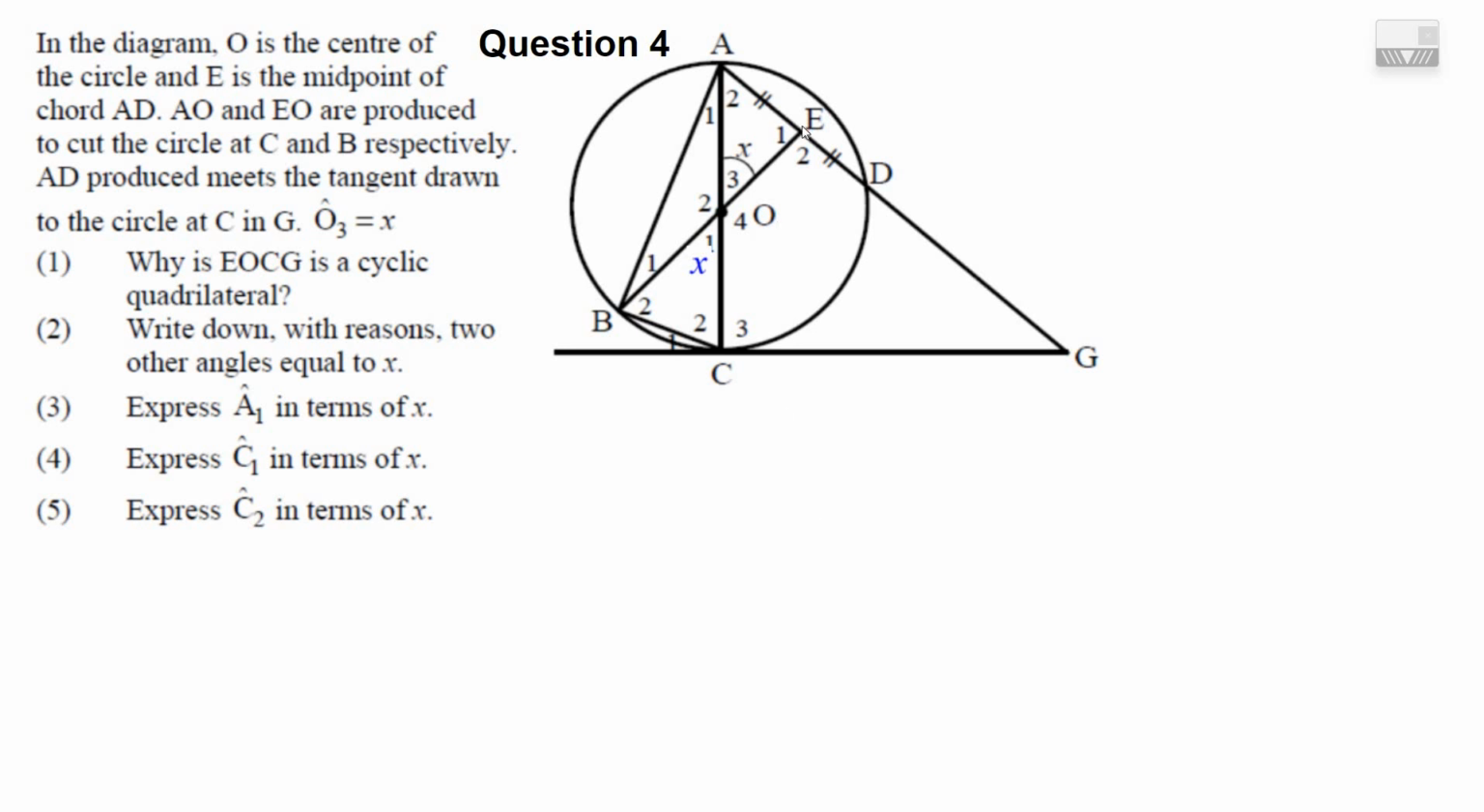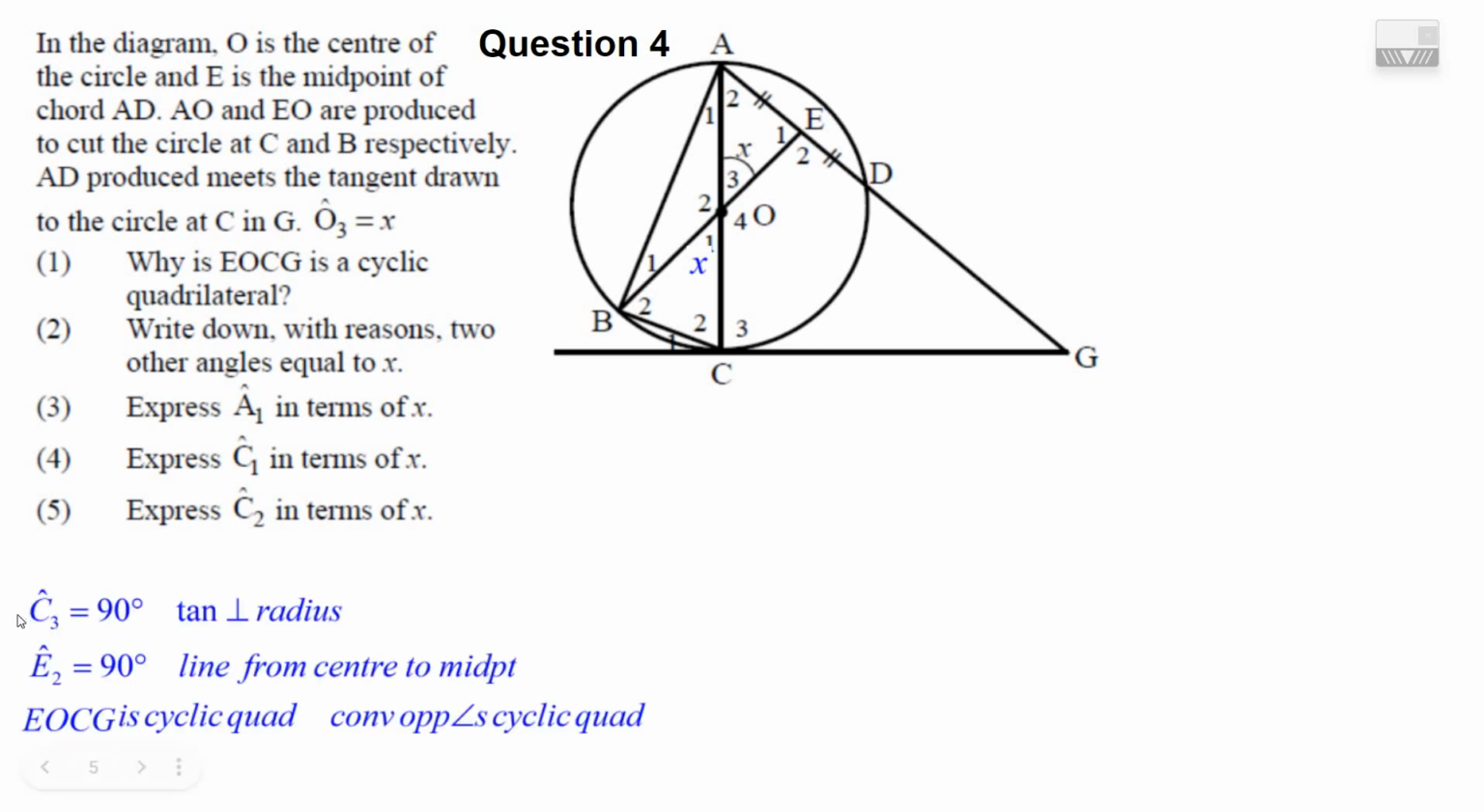Now they say, why is EOCG a cyclic quad? Well, I don't know, but let's see here. Hey, we know that's 90 degrees right off the bat. Isn't this a line from the center to the midpoint? That's 90 degrees. Oh, two 90s make 180. That's why it's a cyclic quad. Now, I wouldn't get it that fast. I'd have to look at it and think, and the more you do it, the faster you get it. But anyways, it's a little bit tricky sometimes.